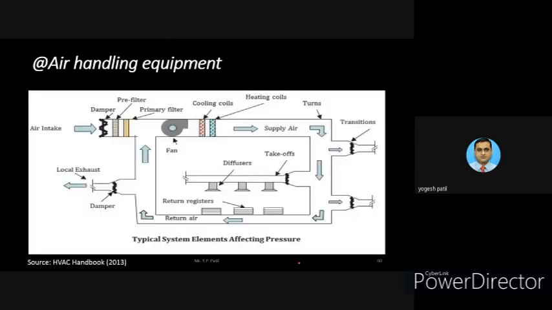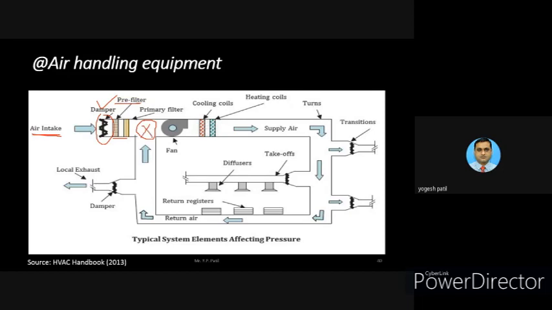This is the complete air handling equipment. You can see that the air is taken in, and then there's a damper, so it passes through the damper, then the filters: there's a pre-filter and a primary filter. Then in this particular section, the return air is mixed with the air intake, the external air.